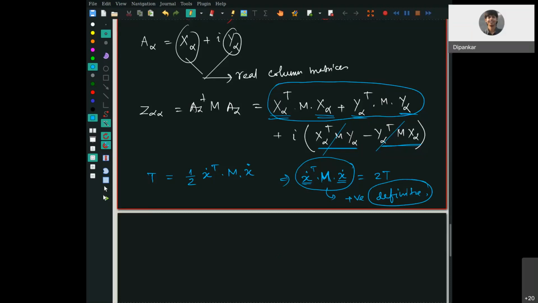Now look at this structure. Doesn't it look the same as this one? So this is the same as this 2 times T. The only difference is that my velocity matrix is replaced by X alpha transpose. So in case my velocities happen to be numerically equal to the entries of this X alpha, this is my kinetic energy. So what I have here is some form of 2 times T prime.